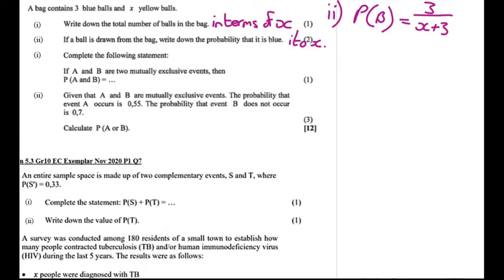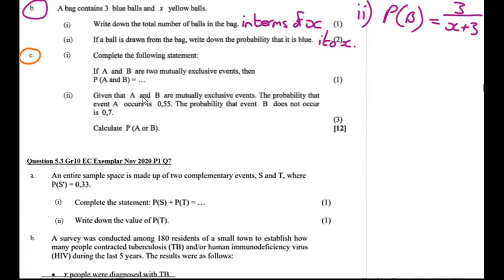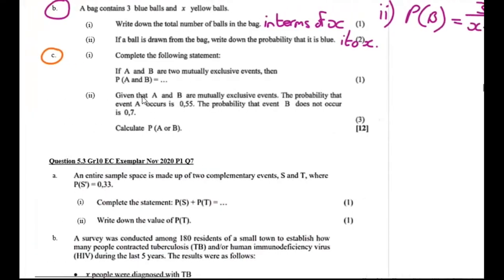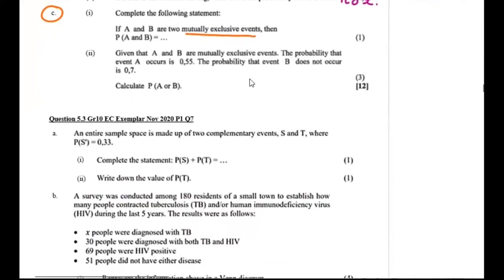Okay, guys, let's have a look at question 5.2. Question C. Complete the following statement. If A and B are two mutually exclusive events, then. Okay, and Klingiwe is already typing in the chat. And Klingiwe, I do appreciate the fact that you're always on the chat as well. So I do appreciate that.